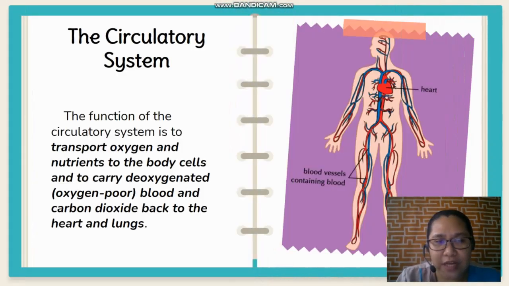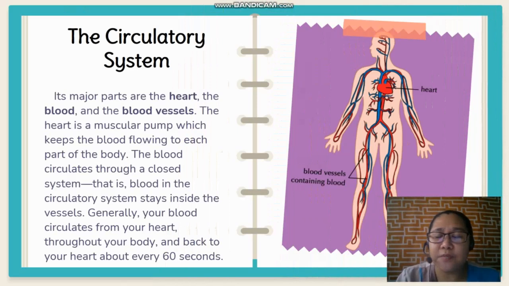So we have the function of the system. The function of the circulatory system is to transport oxygen and nutrients to the body cells and to carry the oxygen-poor blood and carbon dioxide back to the heart and lungs. Its major parts are the heart, blood, and blood vessels.